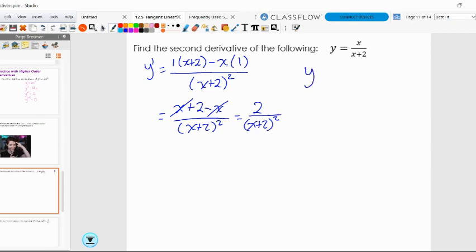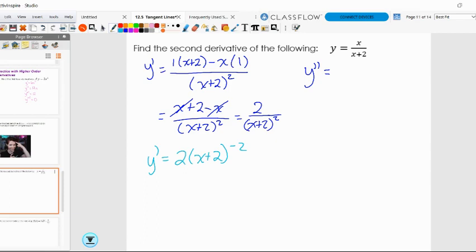So y double prime is going to be the derivative of that. Now, I don't want to take the derivative of it in that form because right now it's looking like a quotient rule, and I really don't want to do that if I don't have to, because I can just rewrite that with my algebraic properties, and that will be easier. Y prime can be rewritten as 2 times x plus 2 to the negative 2 power. And now it'll just be a chain rule, which will go much easier.